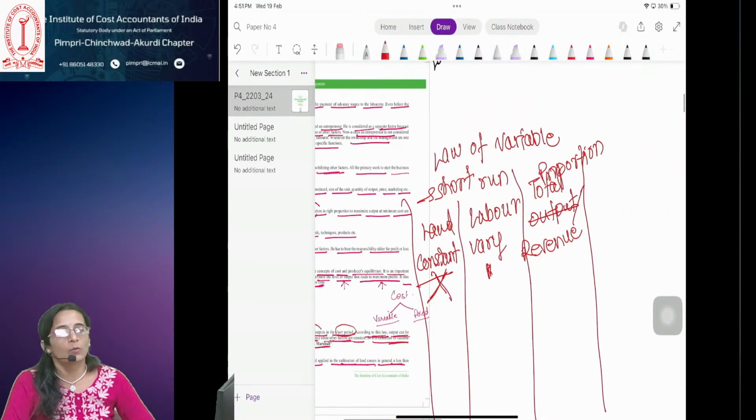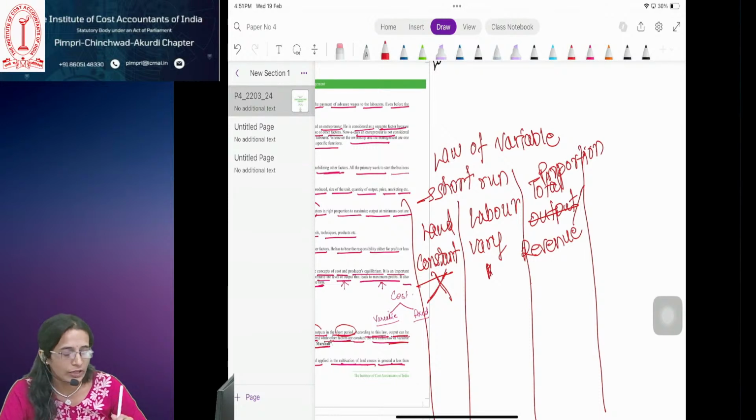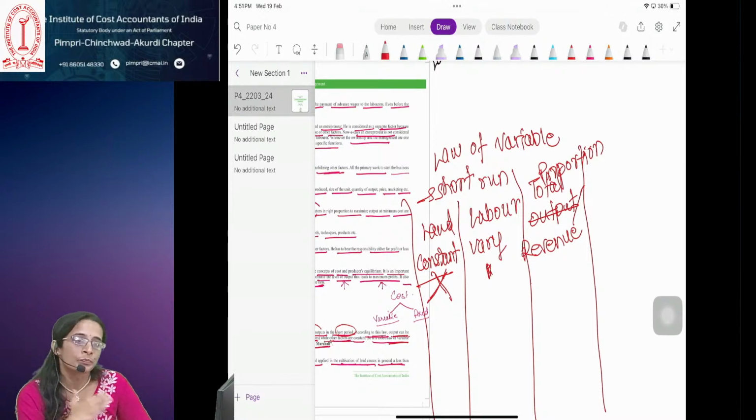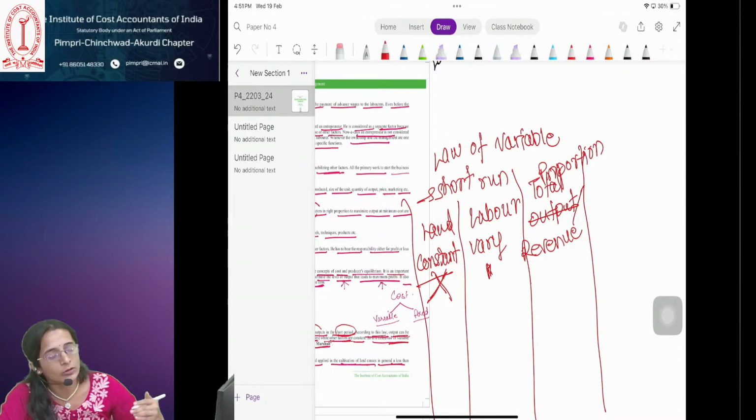See, in simple terms, the law of variable proportion is for the short run, returns to scale is for the long run. Variable proportion means what? One factor will vary, other factors remain constant. Simple. But what happens in this law when one factor varies and the other factors remain constant? As we increase the factor which is variable, that is labor, the total product goes on increasing.